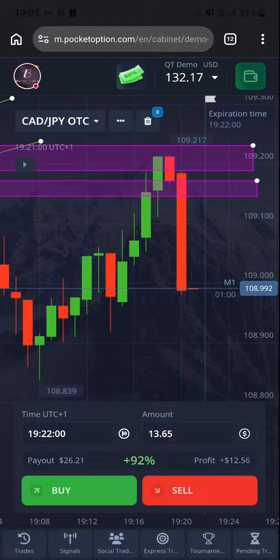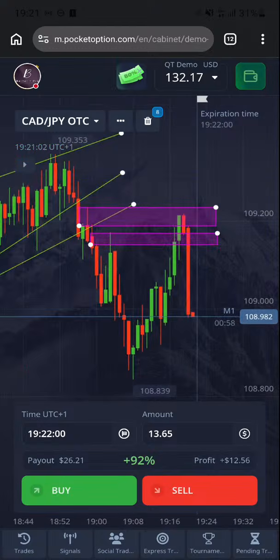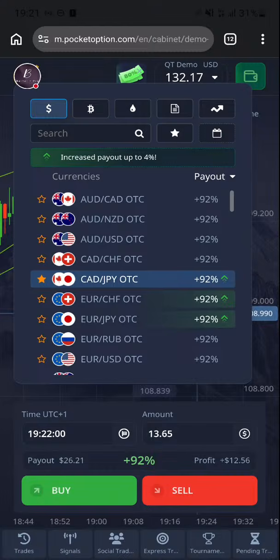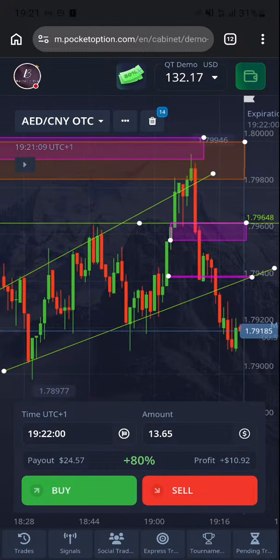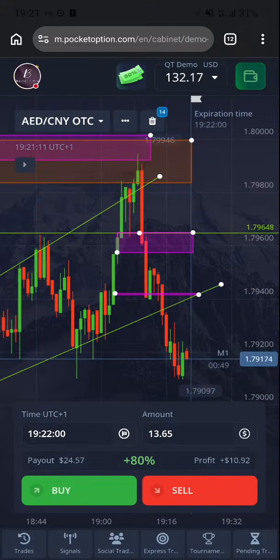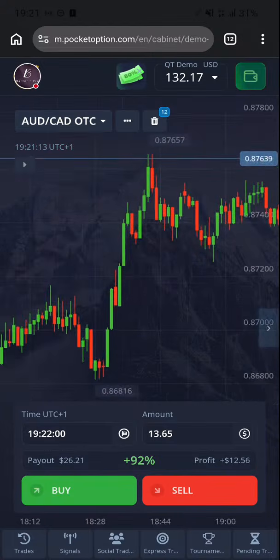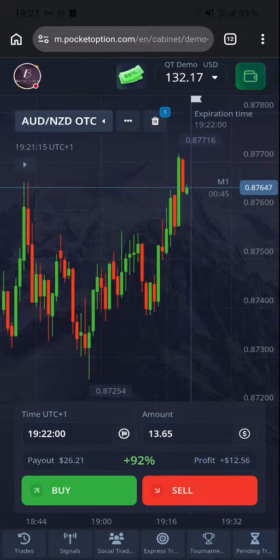But you see this long candle now, I can't trust it, so I'm not going to take a trade here. Okay, let's check this. So let's keep checking the market.